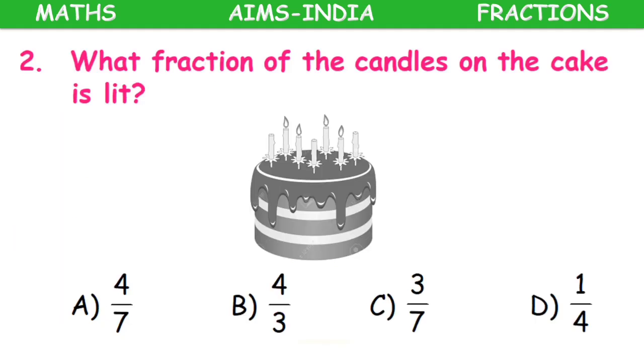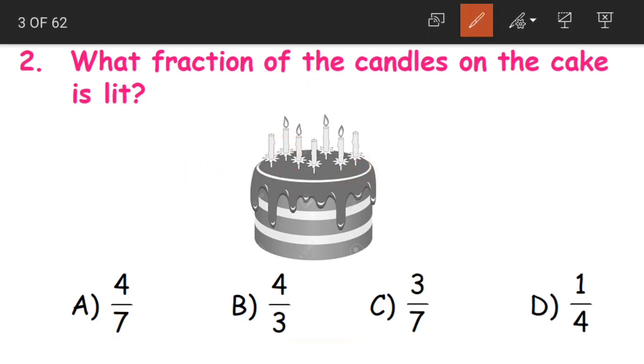Next, question 2. What fraction of the candles on the cake is lit? We are having a cake here. We are having some candles. We have to find out the fraction of the candles which are lit. Lit means which are lighted. Here we can see the flame on 4 candles. So we have to find out the fraction of these 4 lighted candles out of all the candles. Now what will it be?